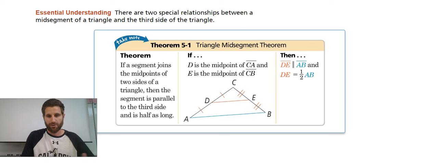Okay, and if we're looking at this, I'll read it to you guys out loud. Again, you're going to take note of this, obviously. If a segment joins the midpoints of two sides of a triangle, so here's DE, we know D is in the middle because of these congruent marks and E is in the middle, then the segment is parallel to the third side and is half as long. So we actually know that these are going to be parallel, and it's going to be half the distance. So this right here is very key for us.